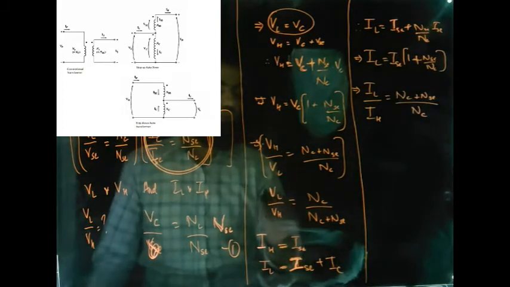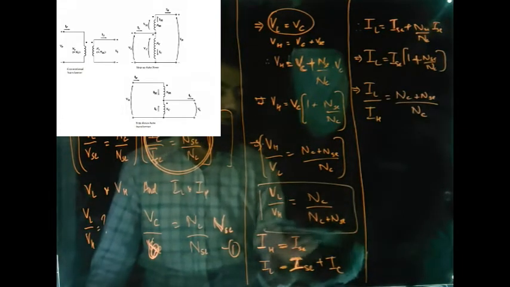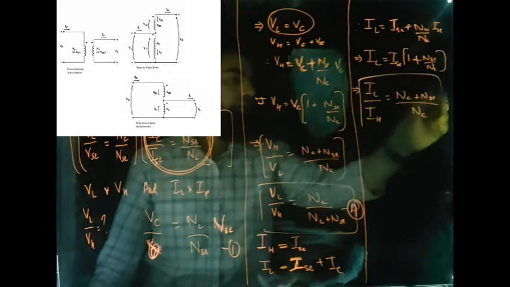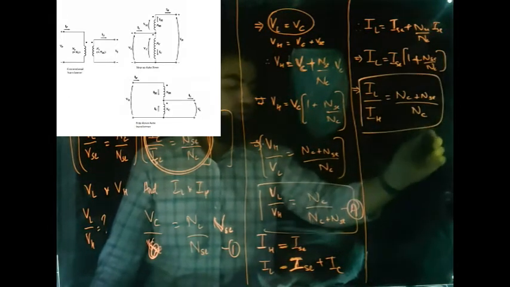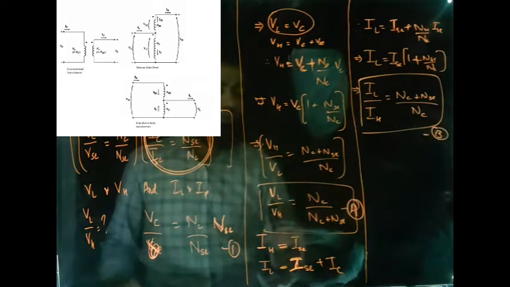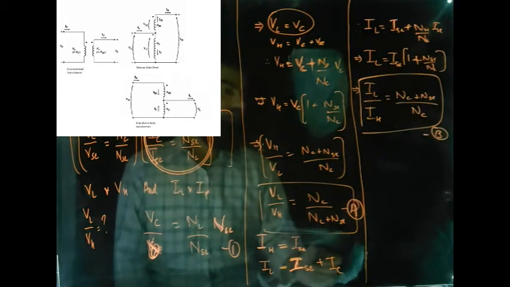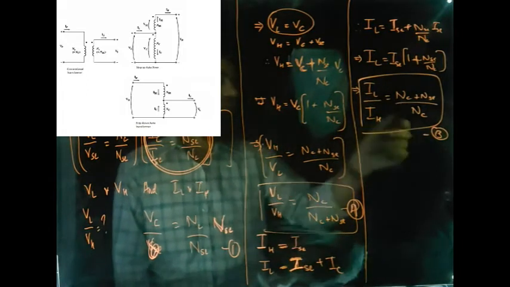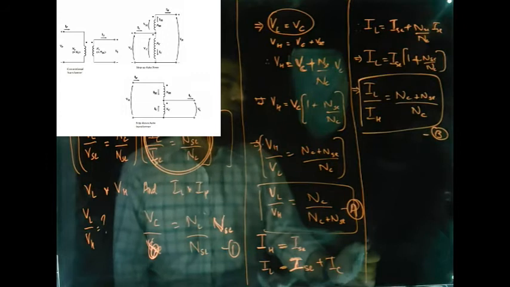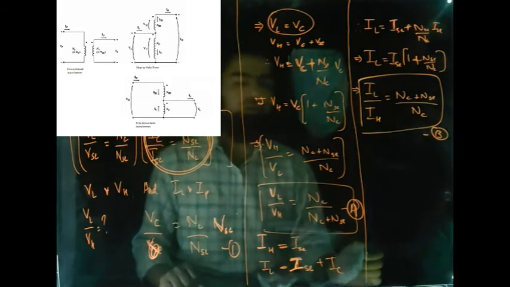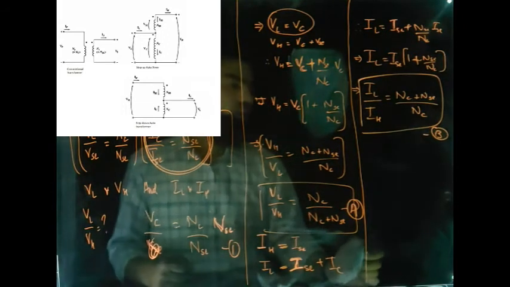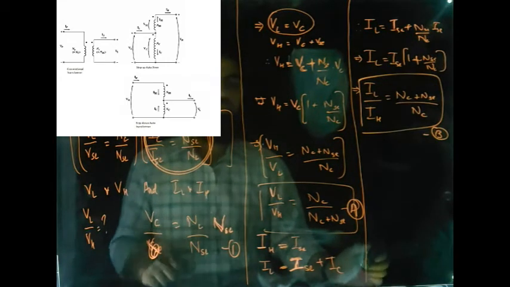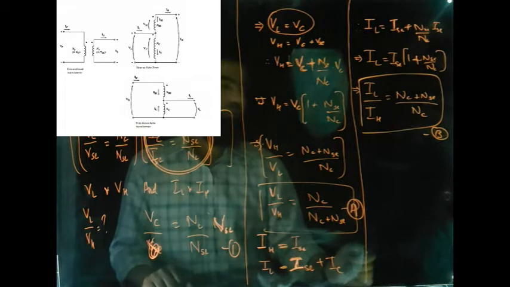So VL by VH, you can say this is equation A, and IL divided by IH, this is equation number B. So VL divided by VH is equal to NC divided by NC plus NSC, and IL divided by IH is equal to NC plus NSC divided by NC. So this is the voltage and current equation of an auto transformer. This is valid for both the step up as well as the step down auto transformer.